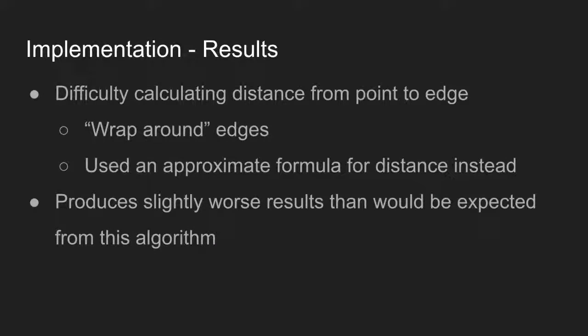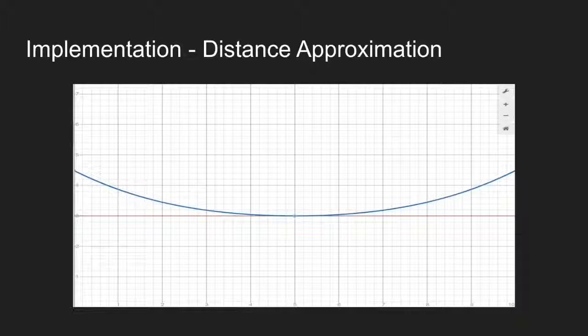So some of the results of the algorithm as a whole, I found difficulty calculating the distance from a point to the closest edge. The reason why it was difficult to find this is because the path can go across the right edge and loop back around to the left edge and vice versa. It made it a lot more difficult to find the distance from any given point to an edge. So instead of trying to find the exact distance, I found a formula that approximates the distance. Because of this difference in the approximation and the actual distance, slightly worse results are produced than you would expect from this algorithm, but it still produces decent results for input sizes 15 and fewer.